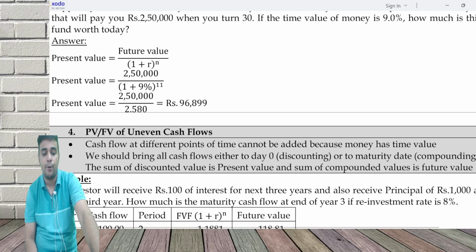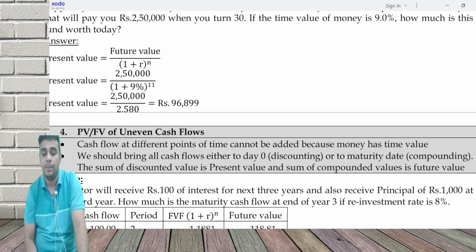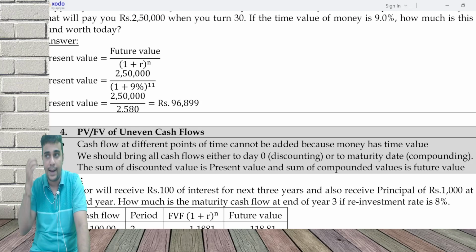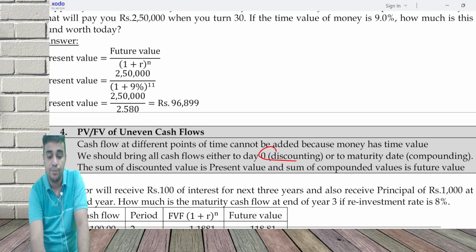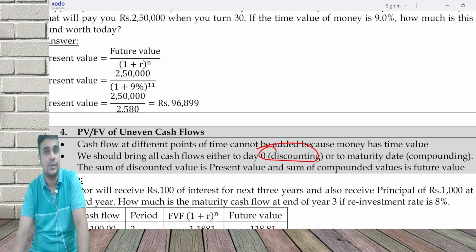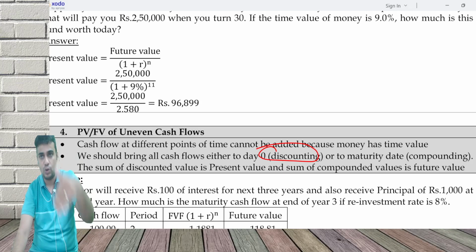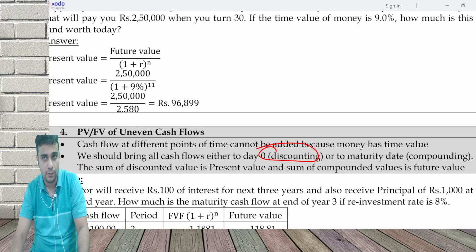Cash flows at different points of time cannot be added because money has time value. 100 of year 0 plus 100 of year 1 plus 200 of year 2 plus 300 of year 3, you cannot add them together because there is a time value angle. We should bring all the cash flows either to day 0, that's called discounting, or take everything to maturity value, which is called compounding. You either bring it to today or you take it to the future and then put a total, that's called present value or future value. Let's see an example.